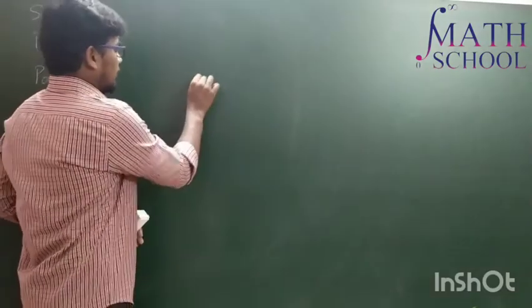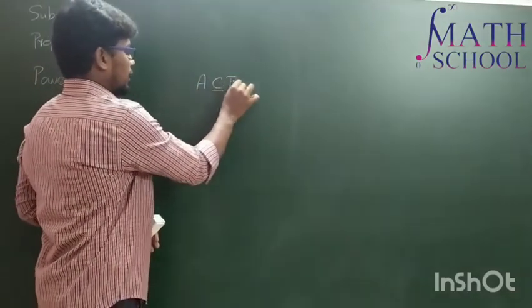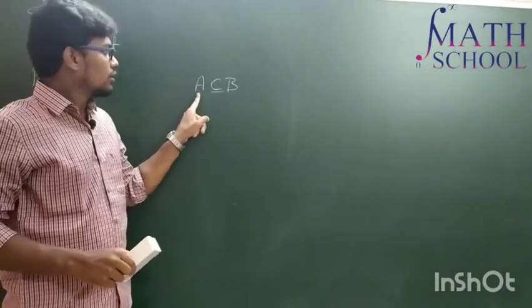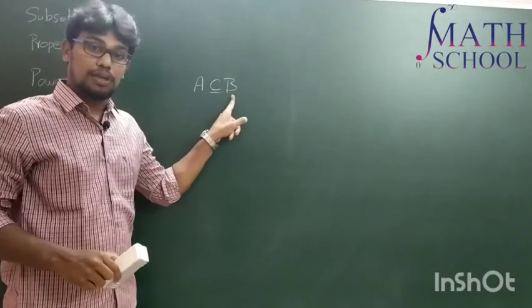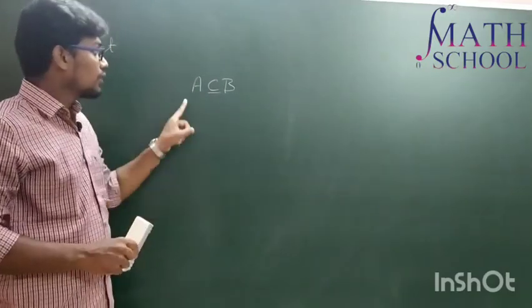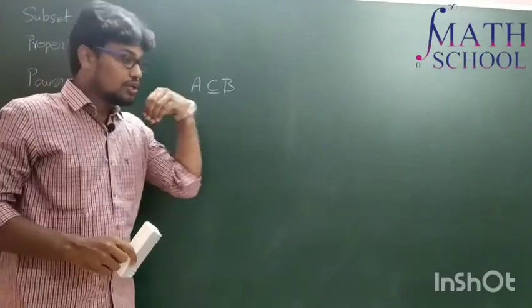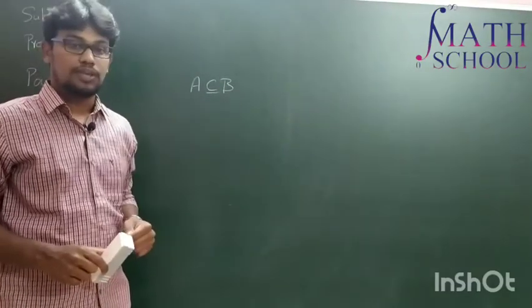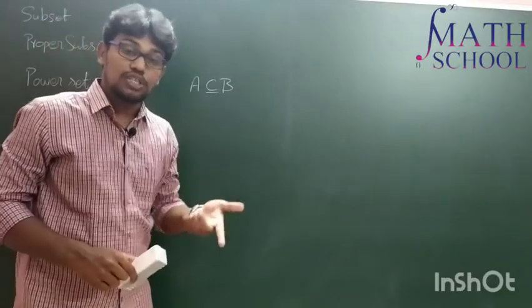We say A is a subset of B when every element of A belongs to the set B, then we can say A is a subset of B. Every element of A should be there in the set B, then we can say A is a subset of B.